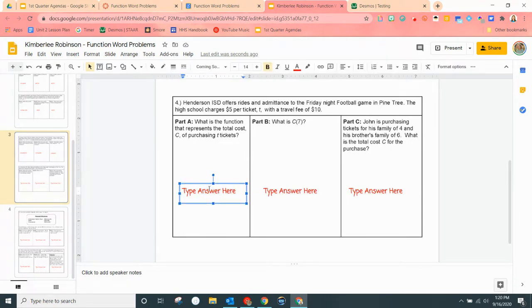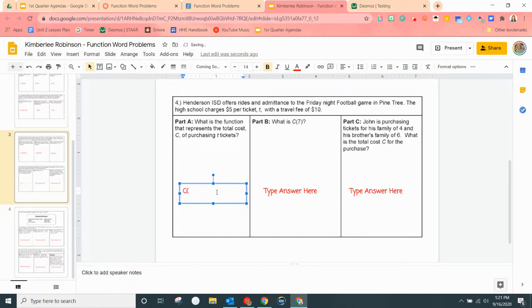So Henderson ISD offers rides and admittance to the Friday night football game in Pine Tree. The high school charges $5 per ticket and a travel fee of $10. So what is the function that represents the total cost, C, of purchasing T tickets? So we're supposed to write a function named C.